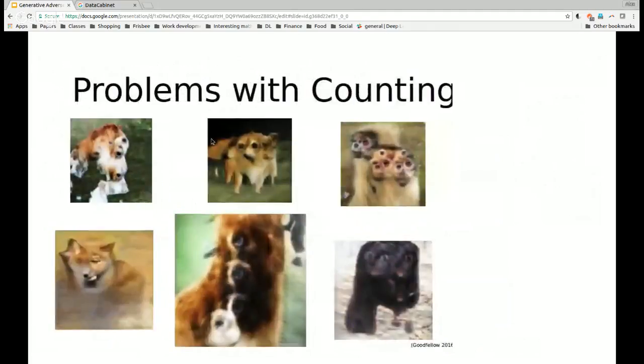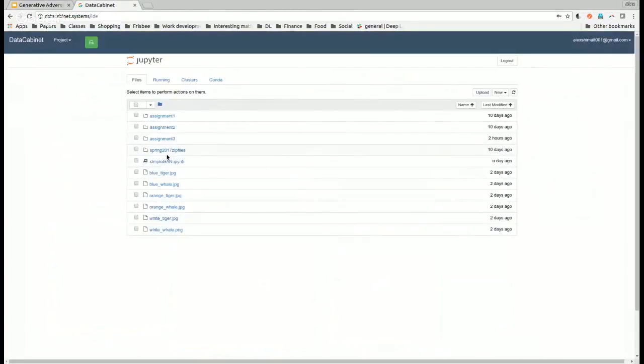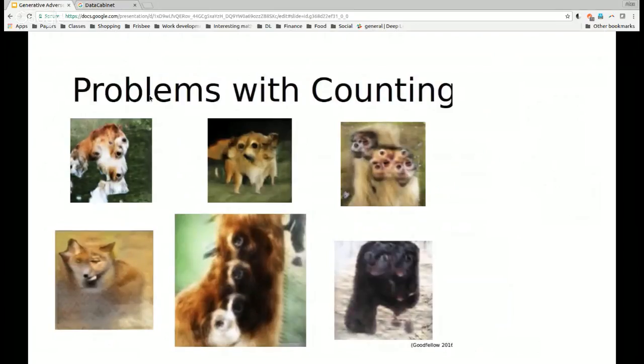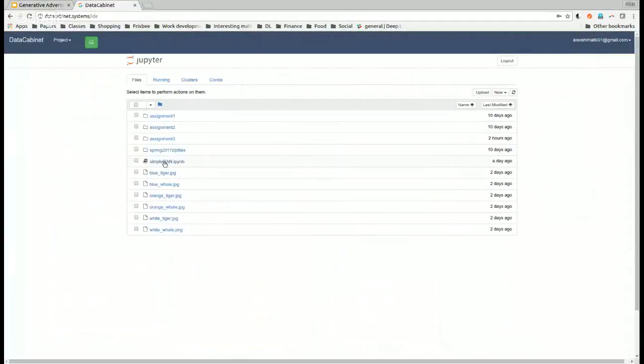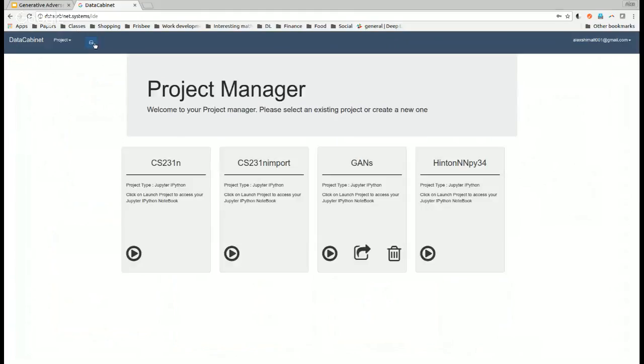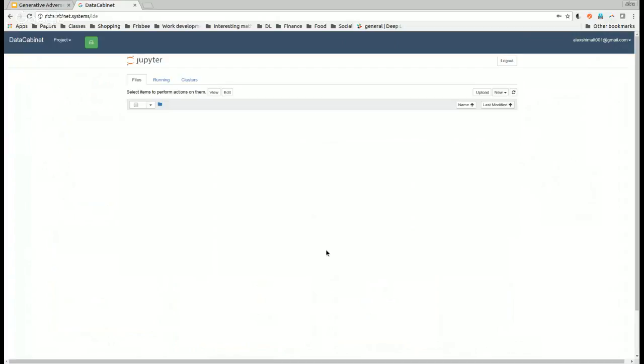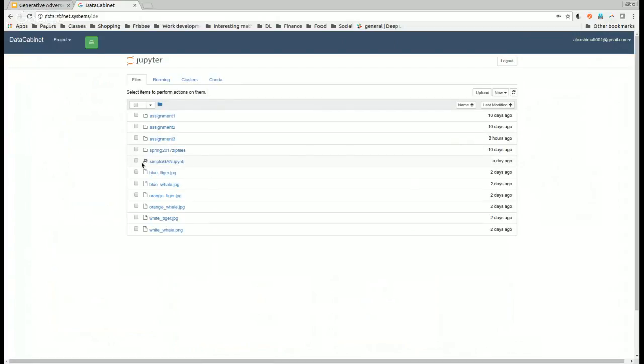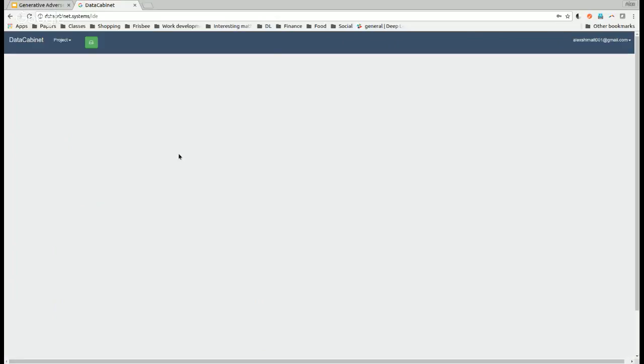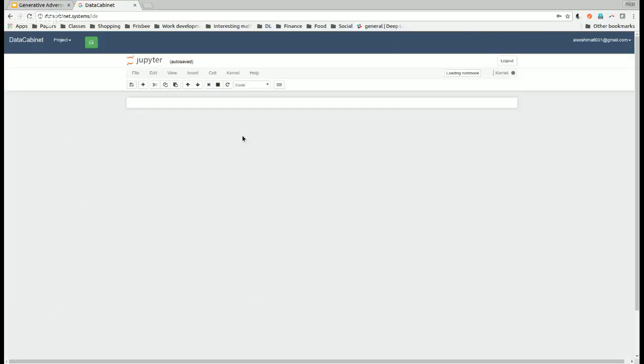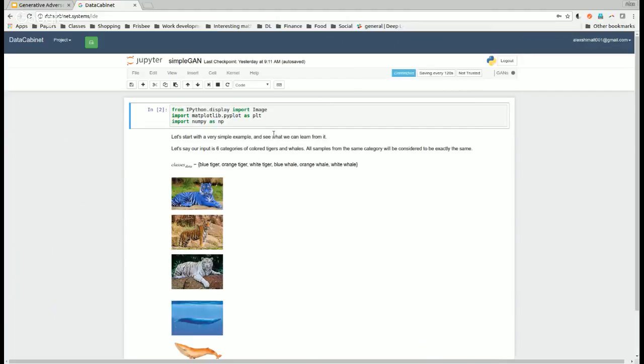Okay, and actually, let me go into the notebook itself, because the other two are not directly related. If you open the notebook, I created a notebook called SimpleGAN. It is loading.